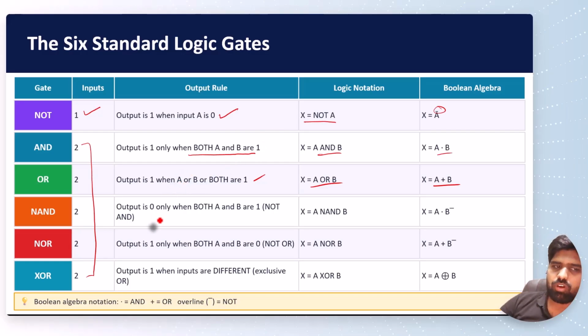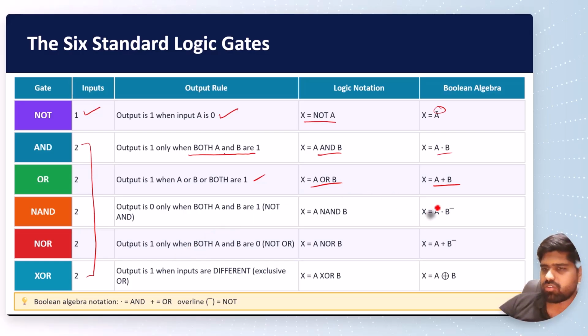A NAND gate is when you combine the AND gate and the NOT gate, so it works simply as it is. First of all it applies the AND gate, and then whatever result you get, it goes on to flip the answers, and that's how you produce a NAND gate. Same goes for the NOR gate.